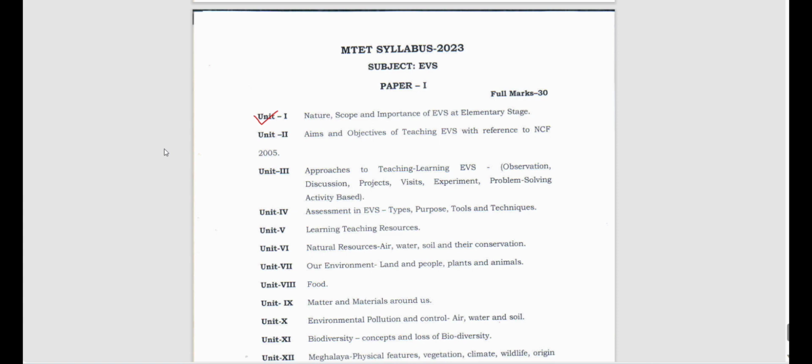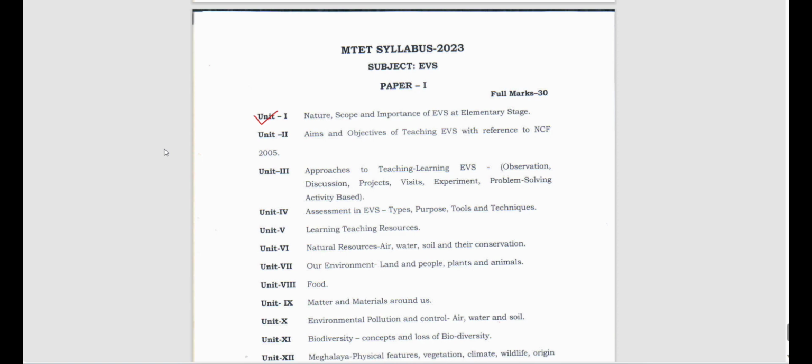Environment is very important for us, right? Because we live in an environment, we live in an ecosystem, so we make up an ecosystem. There are different components, lots and lots of things. I can explain each and every topic of environmental studies if you are interested.